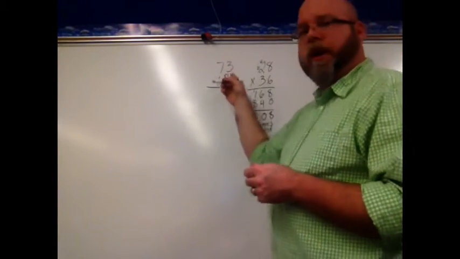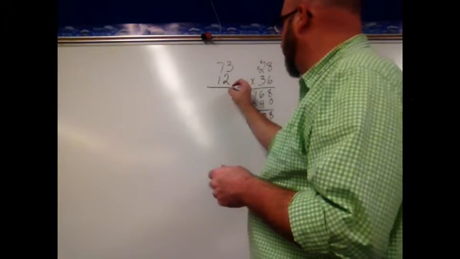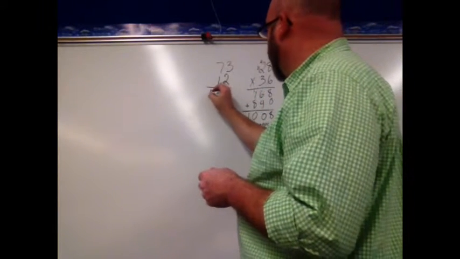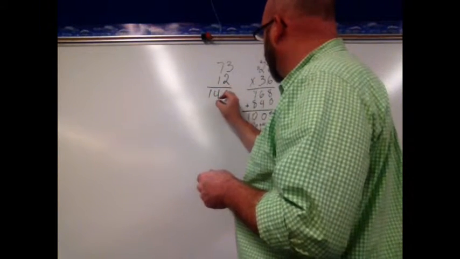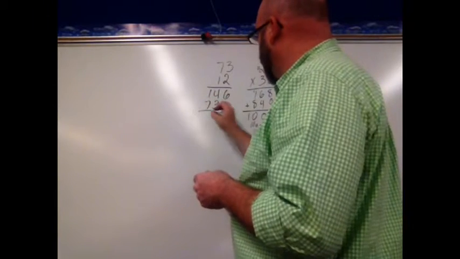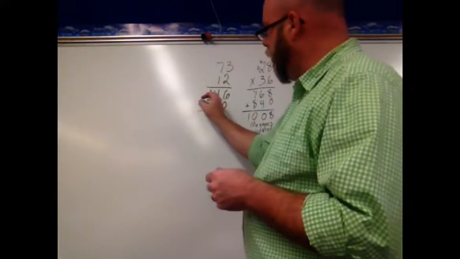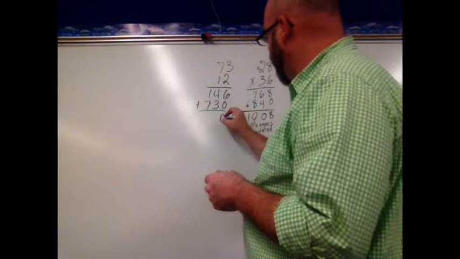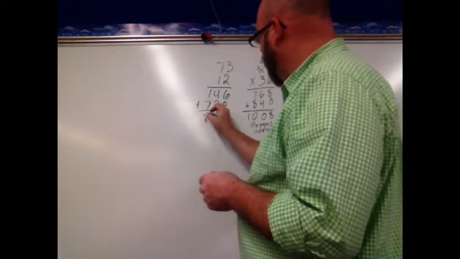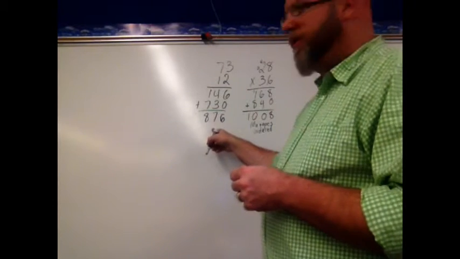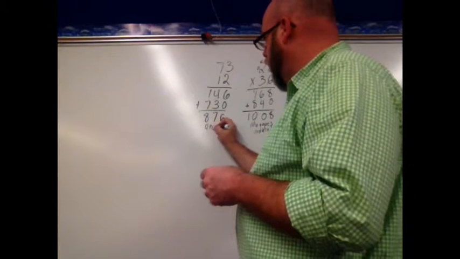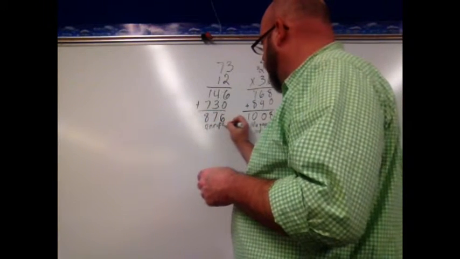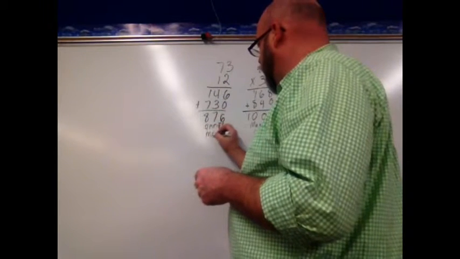Okay, let's go ahead and quickly do the multiplication. Don't forget your second row 0. Don't forget to add. So there were 876 unripe mangoes.